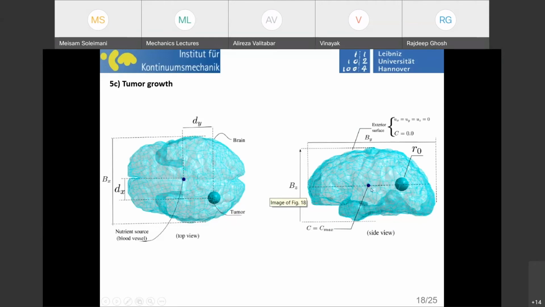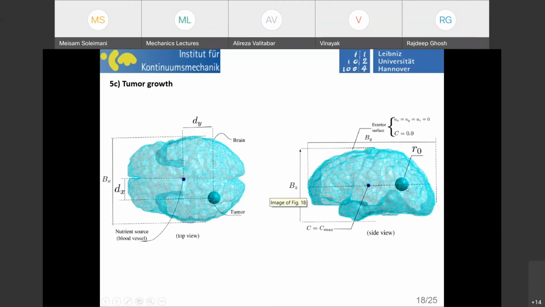So it means that, you know, in the brain we have a lot of vessels. We have assumed that we have only one vessel. It's only an example. And then depending on the proximity of the tumor to this source of nutrient, it tends to grow. It tends to grow because, as I told you, the cells of the tumor are pretty similar to the cells of the healthy brain tissue. So this is unhealthy due to overgrowth.